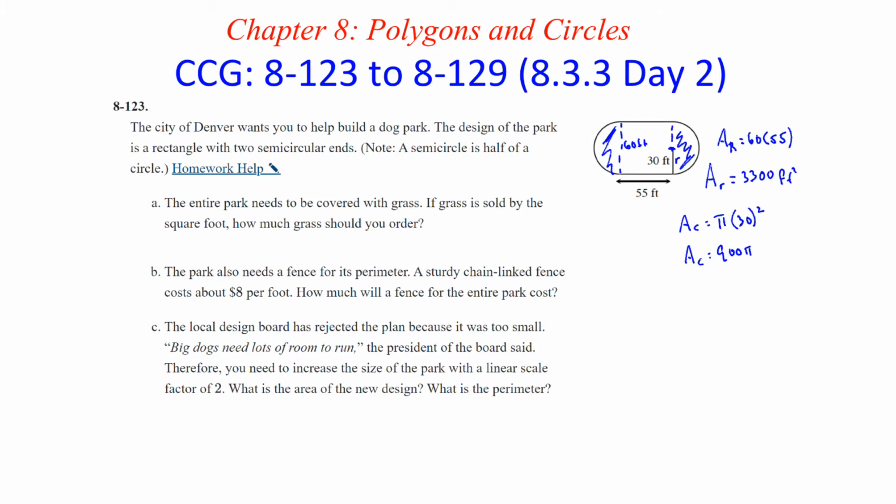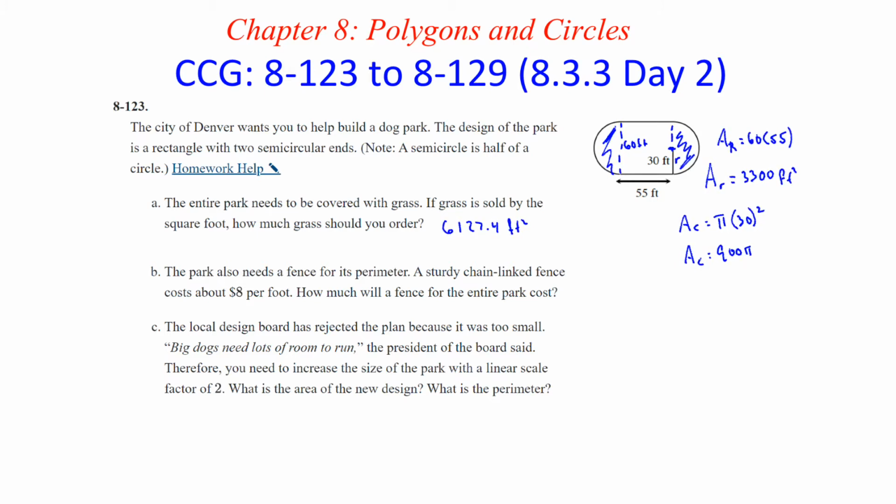And when you add them up, we'll just approximate it. So you can put 900 pi into the calculator plus the 3,300. And you'll approximately get 6,127.4. And then this would be in square feet. So let me write this: 6,127.4 square feet. And it says if grass is sold by the square foot, how much grass should be ordered? That's how much grass should be ordered to cover the field.